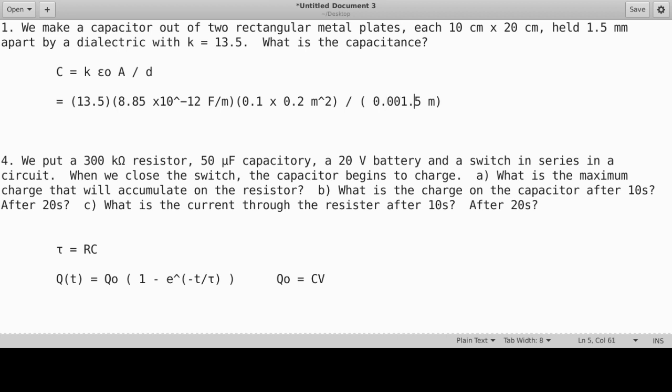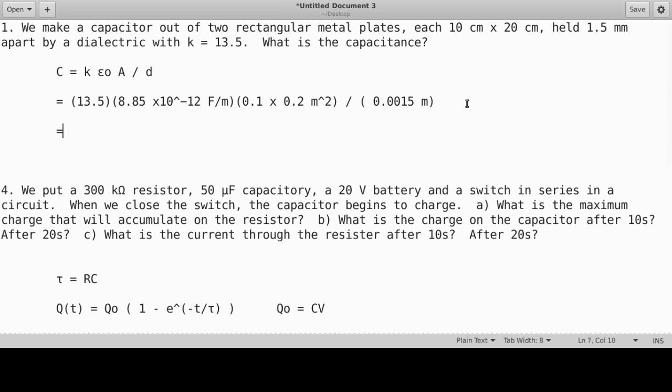Okay, so millimeters is 1,000, so move the decimal over 1, 2, and 3, like that. Okay, and you can see I put the units in here because what you have here is a meter in the denominator there, that's farads per meter, and you have another meter in the denominator there because you're dividing by d. So you have meter squared in the denominator and meter squared in the numerator, so the meter squared will cancel out, and what you're left with are just farads.